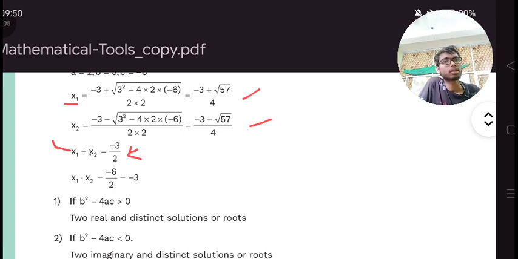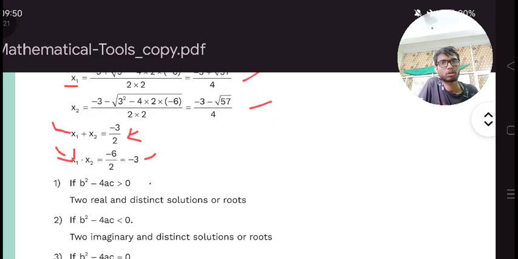This is one zero, this is another zero, and the sum of these two zeros is coming minus 3 upon 2, and the product of these two zeros is coming how much? Minus 3. When you multiply this by this, minus 3 will become the output.